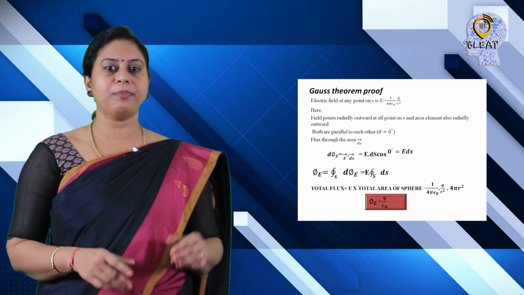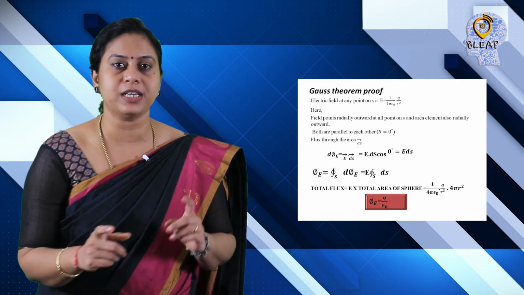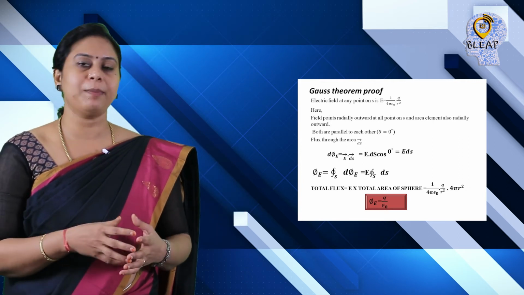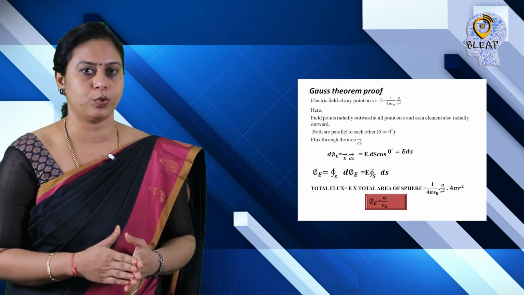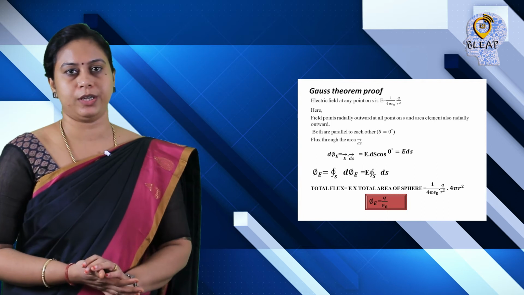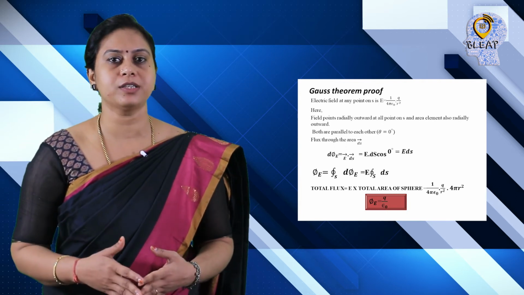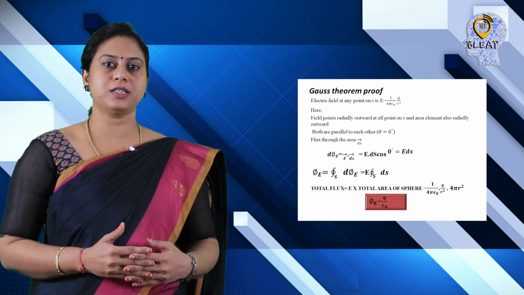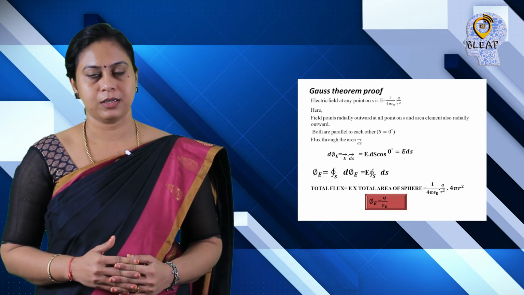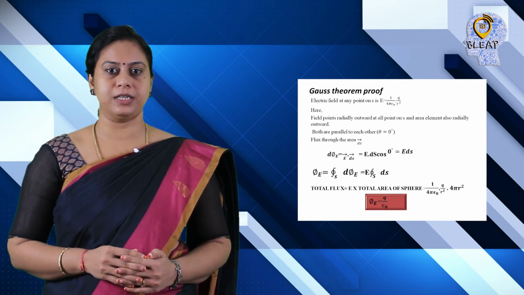Here you may notice from the diagram that the electric field lines are radially outward, and the ds, that is the area element, is also radially outward. So both are parallel with each other, and theta is equal to 0 degrees. Then cos theta is 1. Applying that to the flux, we get d phi, which is equal to the closed integral over S of E dot ds, which is E ds.